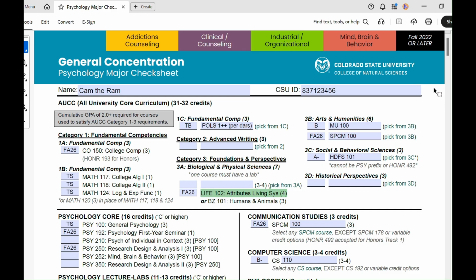All incoming students must begin on the general concentration. You may also graduate on the general concentration. Over 70% of our students stay on the general track and will graduate within this curriculum.